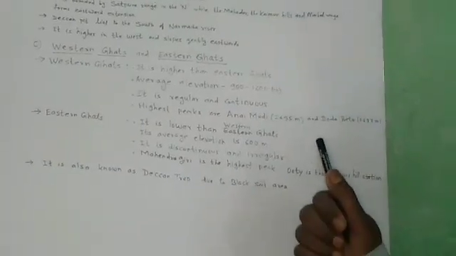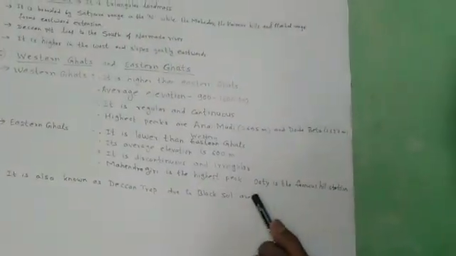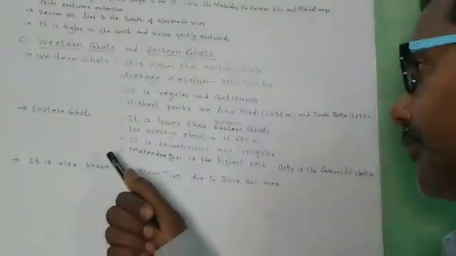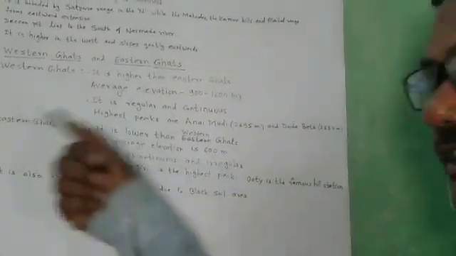Mahendragiri is the highest peak of the Eastern Ghat, and Ooty is the famous hill station of the Eastern Ghat. Ooty is also known as Udaga Mandalam in that region.